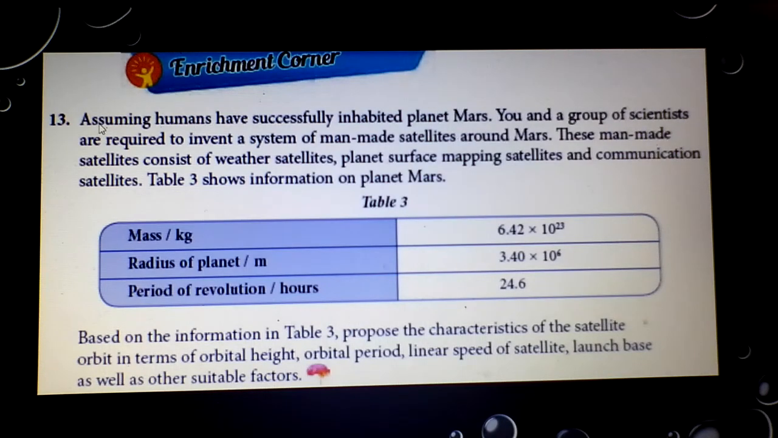Okay, number 13. Assuming humans have successfully inhabited planet Mars, you and a group of scientists are required to invent a system of man-made satellites around Mars. The man-made satellites consist of a weather satellite, planet surface mapping satellite, and communication satellites. Table 3 shows information on planet Mars. So we have here all the information. Based on the information in Table 3, propose the characteristics of the satellite orbit in terms of orbital height, orbital period, linear speed of satellite, launch base, as well as other suitable factors. This one is an essay question.